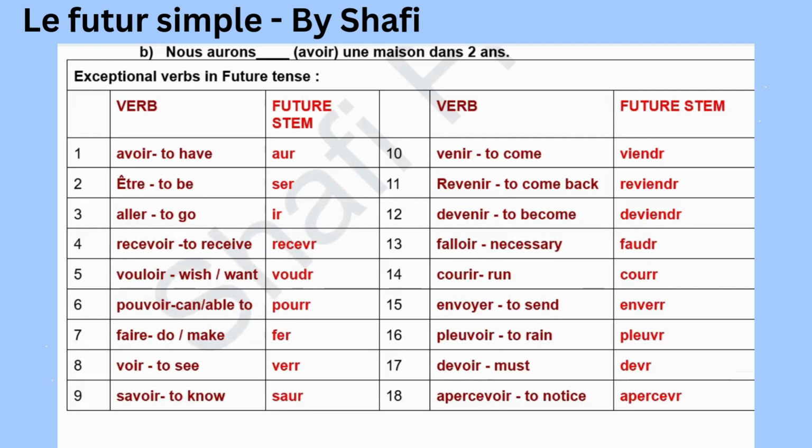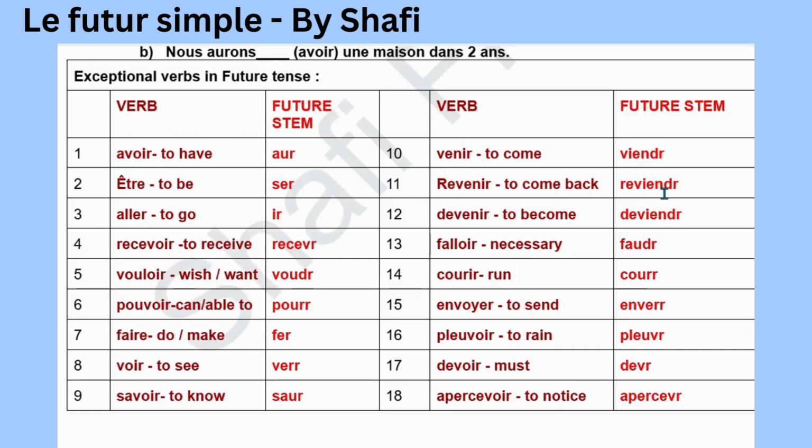Now next you can see we have the exceptional verbs in future. For the verb avoir, the future stem is AUR. For the verb être, the future stem is SER. For the verb aller, the future stem is IR. For the verb recevoir, the future stem is RECEVR. Vouloir, VOUDR. Pouvoir, POURR. Faire, FER. Voir, VERR. Be careful, voir only has double R.